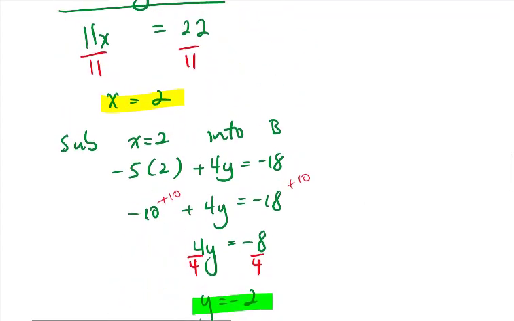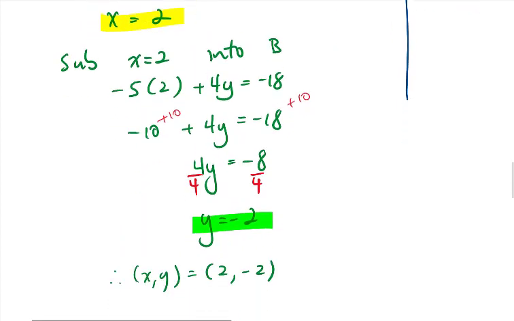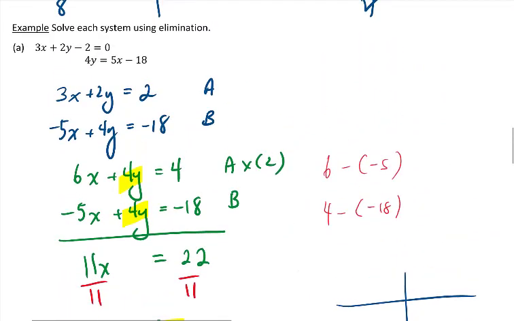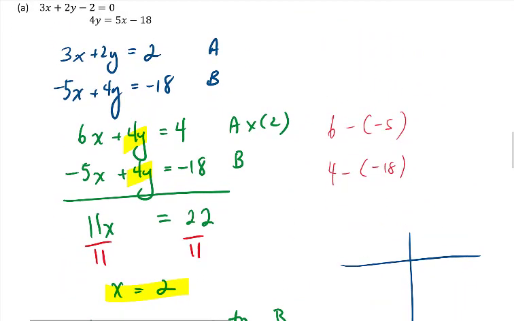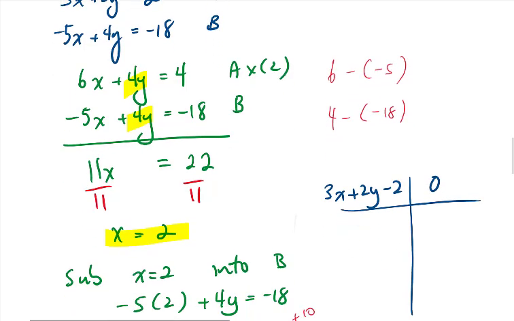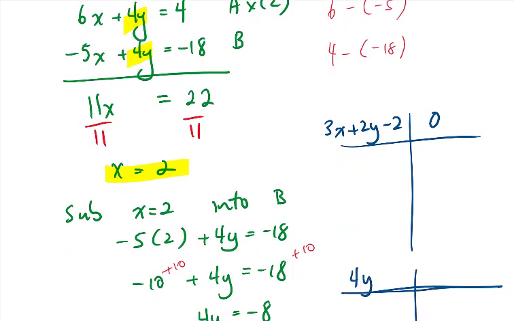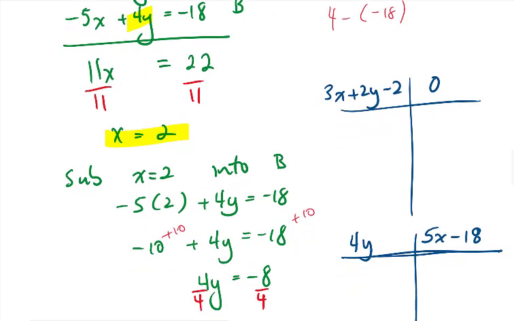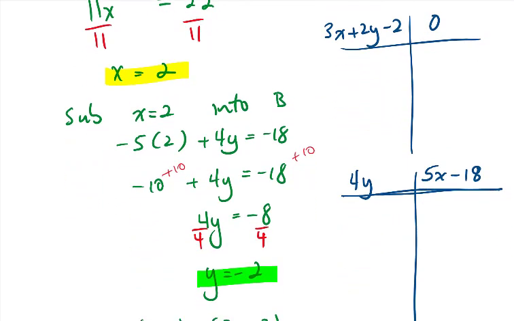And of course our last step is to verify. And this is always an extra step just to check your work. And remember to always verify your original equations. So at the top, we see we had 3x plus 2y minus 2, and that equals 0. And then we had 4y equals 5x minus 18. So now let's use the point that we have, 2 and negative 2.